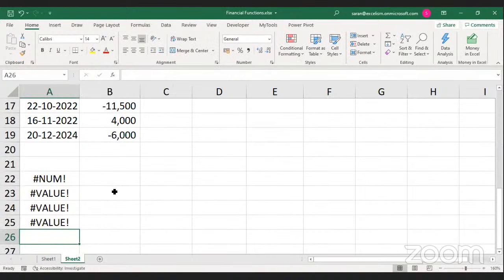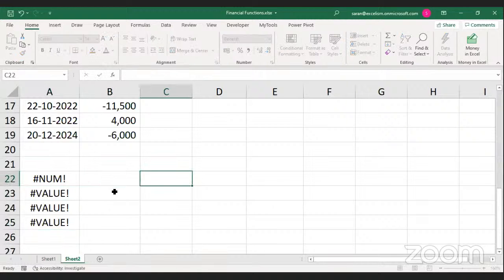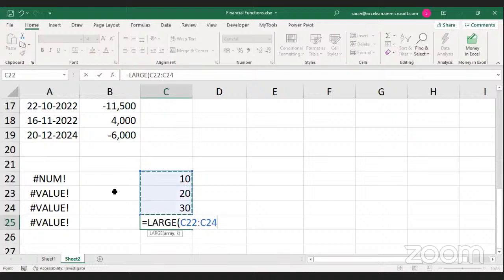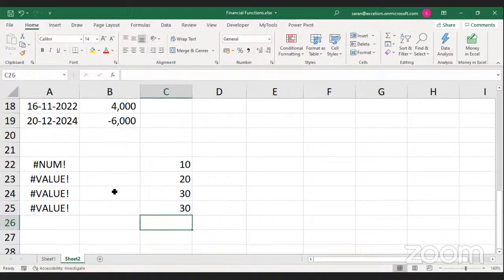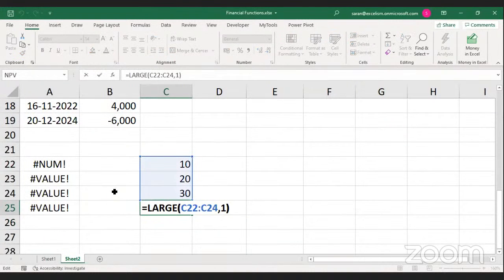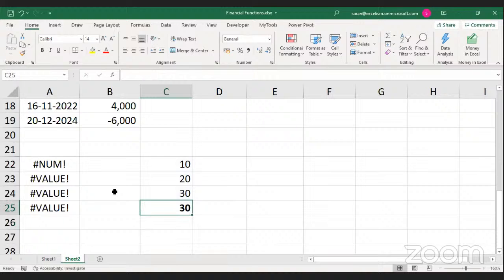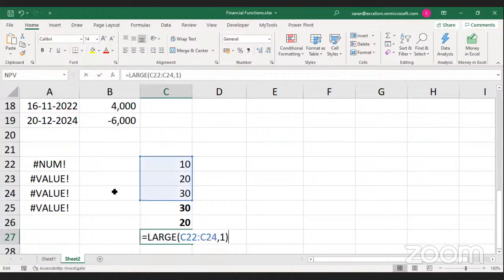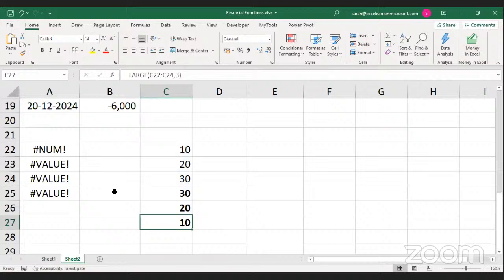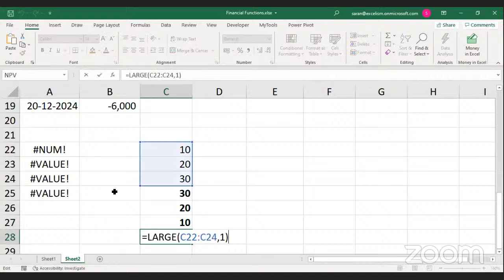So in n number of cases when you give an invalid argument you get a value error, but when does num error come? Last time we took an example. Let's say 10, 20, 30 is there, and I want to use the large function, which I already explained. Out of this area, I want to find the first largest value. When I put 1, my answer is going to be 30. Let me copy this formula and paste here. When I put 2, my answer is 20 because the second largest value is 20. When I put 3, my third largest value is 10. But when I put 4, do you know what the answer is?